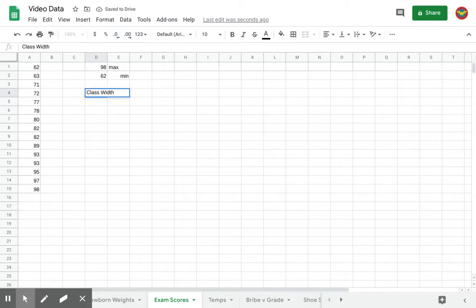And I'm going to use Excel here, Google Sheets, as if it were a calculator. So to do this calculation, I would just go equals, that tells Google Sheets that I'm doing a calculation in this cell. So equals, parentheses, I want my maximum 98, minus my minimum of 62, parentheses, divided by 4 to get a width for 4 classes.